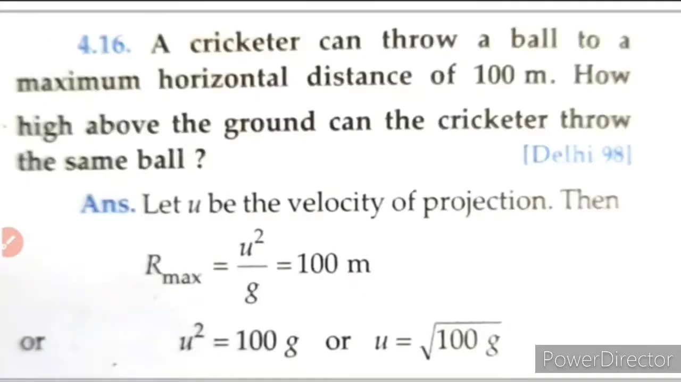Now next question, again from the exercises, that is 416. A cricketer can throw a ball to a maximum horizontal distance of 100 meter. How high above the ground can the cricketer throw the same ball? So the maximum horizontal distance is 100 meter. That means it corresponds to the angle of projection 45 degree, and R max is v0 square by g. So v0 square you will get 100 g, or v0 is root 100 g, that means 10 root g.